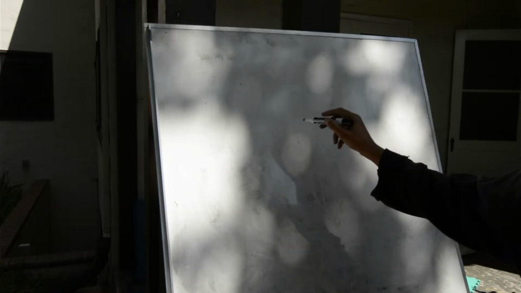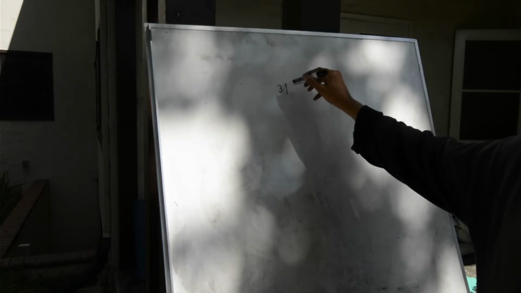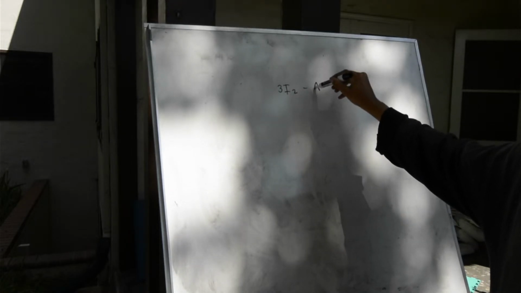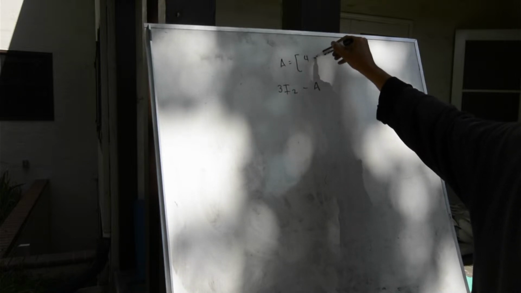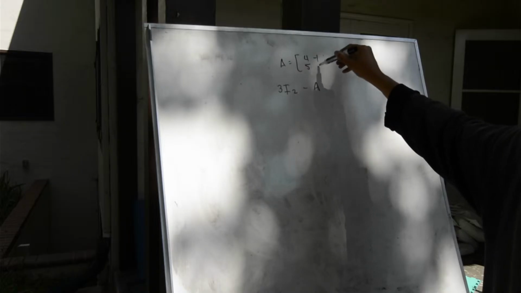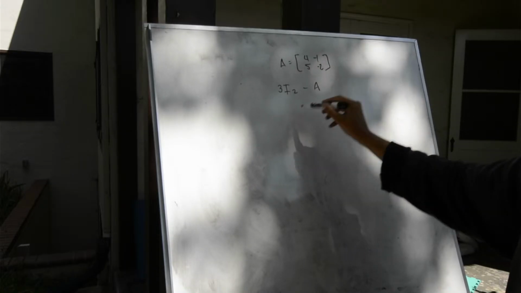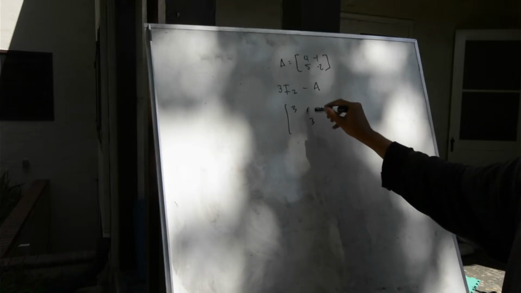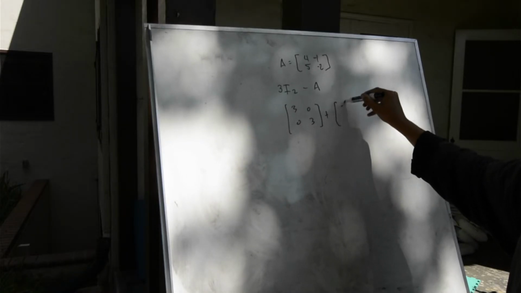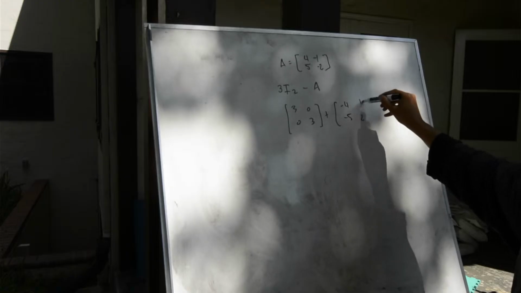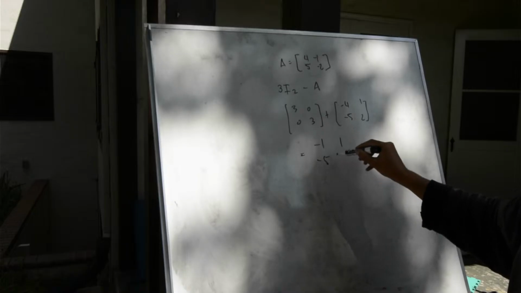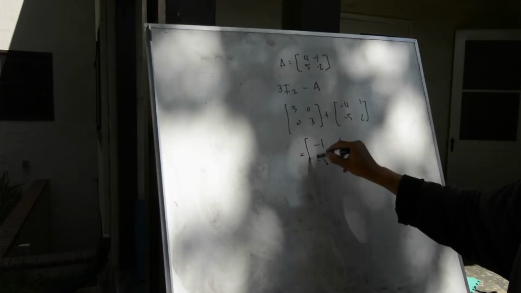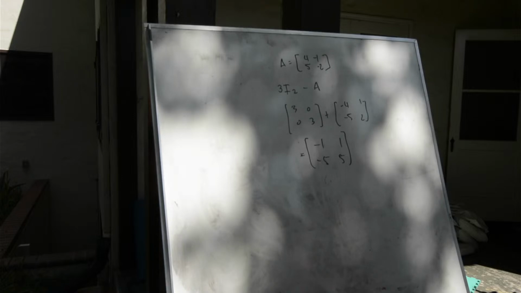And then 3I2 minus A. A is 4 minus 1, 5, and minus 2. So we have 3, 3, 0, 0, plus minus 4, minus 5, 1, 2. This can be equal to minus 1, 1, minus 5, 5. All right, so we did it.